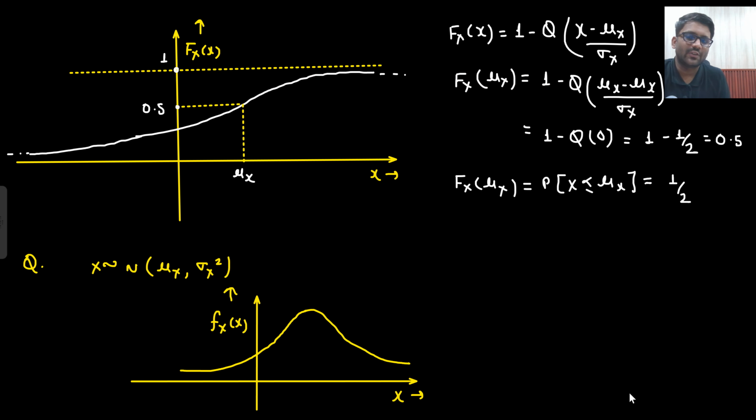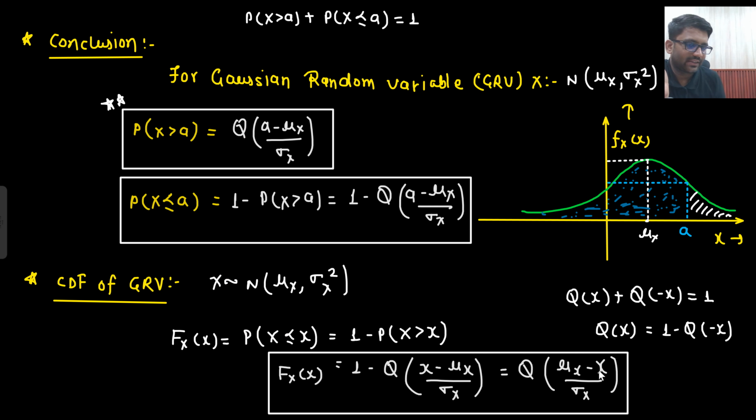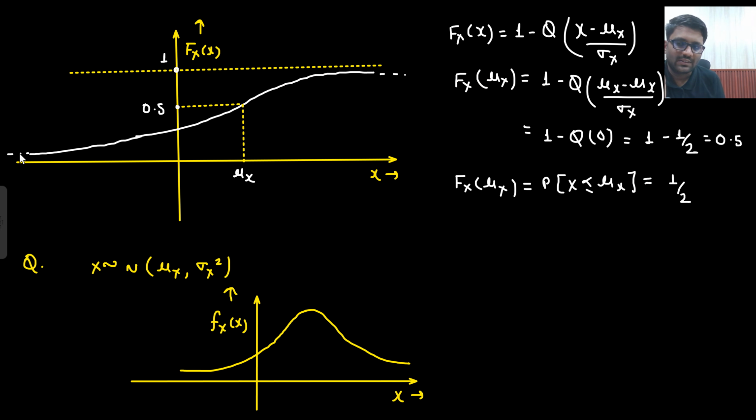And what will be the value of Fx of infinity? Here if you put x equals infinity, Q of infinity is 0. So 1 minus 0 would be 1. And what will be Q of minus infinity? Q of minus infinity will be 1. So 1 minus 1 will be 0. And you know the property of CDF: CDF will go from 0 to 1 only. So this is your Fx of x. Is that okay for you?